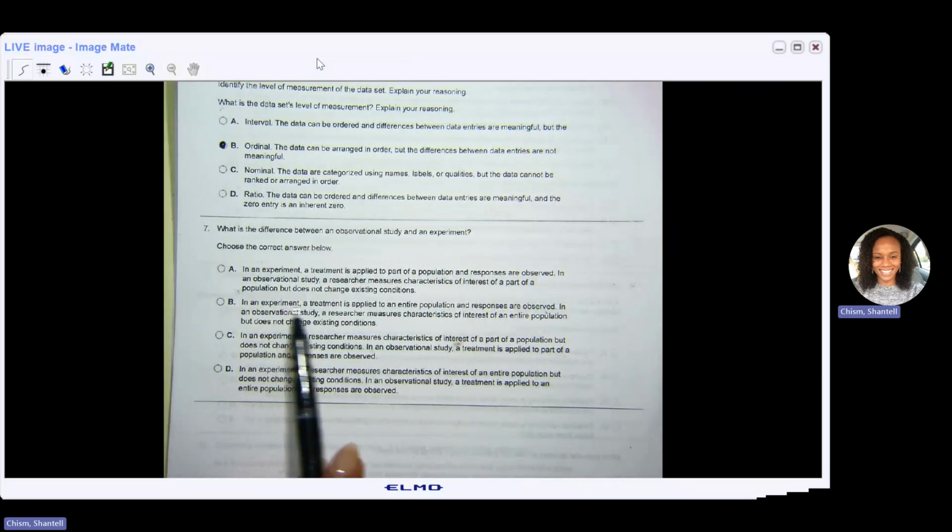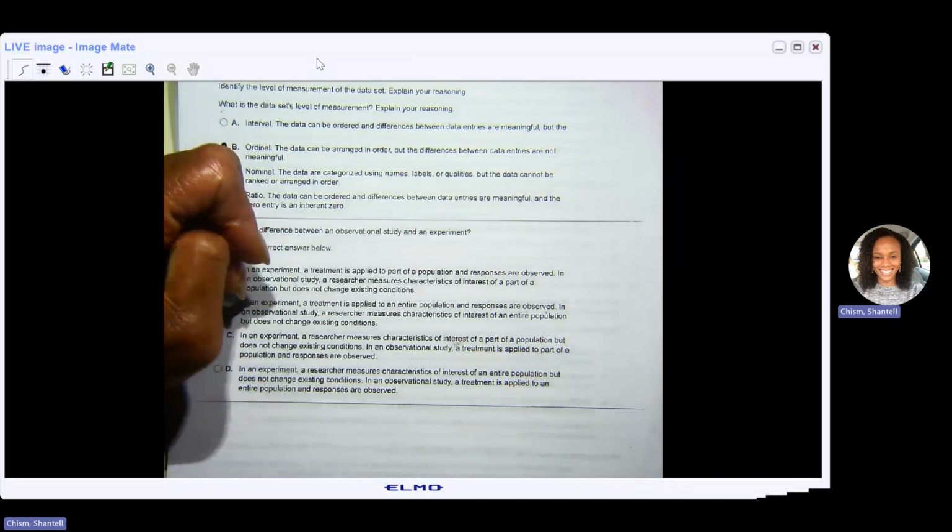It says in an experiment, a treatment is applied to an entire population. That's the issue right away with that. You do not apply an experiment to the entire population. You have a control group and you have a treatment group. So the treatment is applied to part of the population, the treatment group.